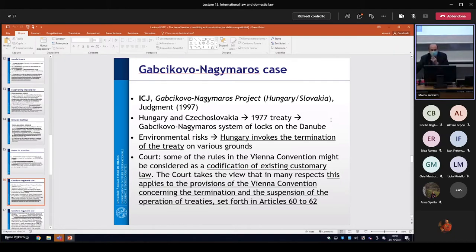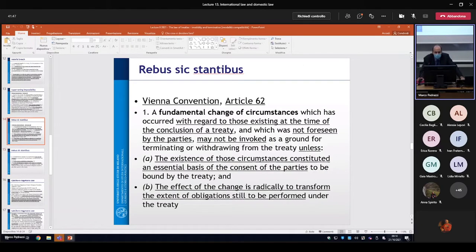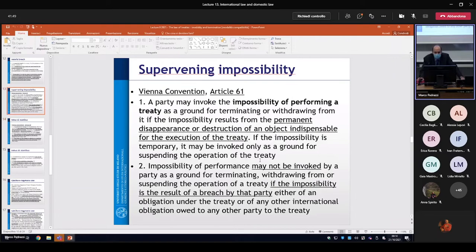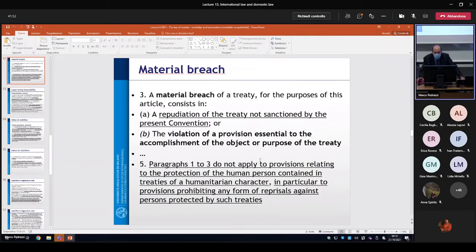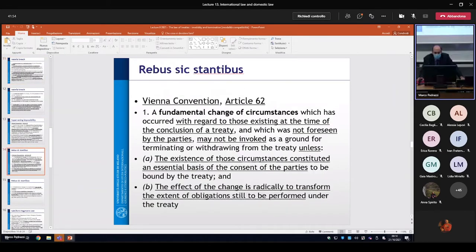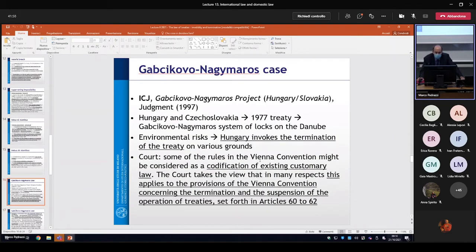And therefore, Hungary invoked the termination of the treaty on various grounds. In particular, it also invoked issues of state responsibility, but we will consider that later on. But it invoked, in particular, the rebus sic stantibus principle.